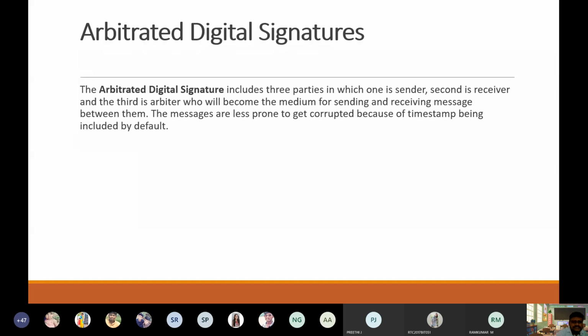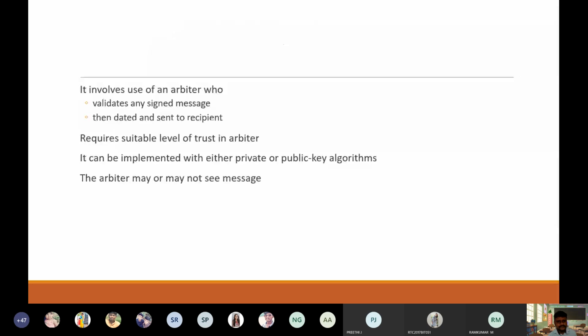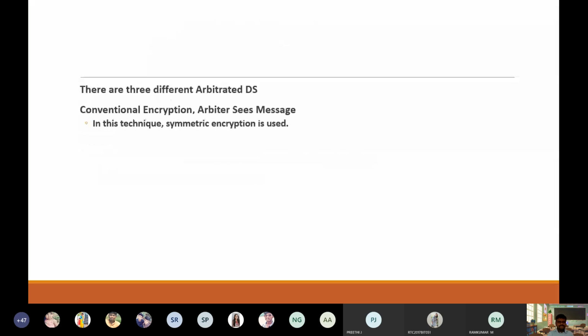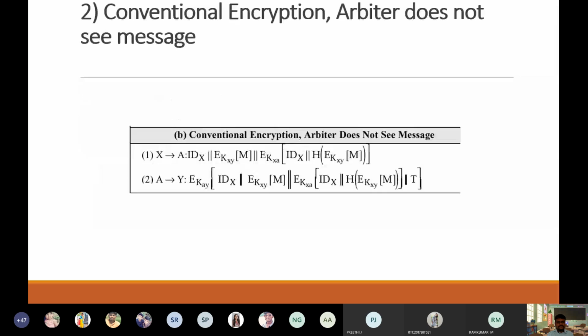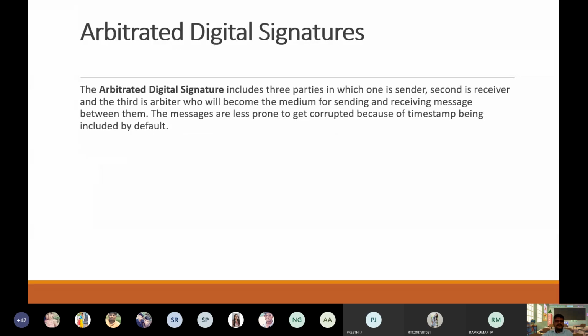And the next one is arbitrated digital signature. Arbitrated digital signature includes three parties. One is a sender, another is a receiver, and the third one is an arbiter. We can explain by using a diagram. Here, the three parties take part. In the direct digital signature, only sender and receiver are there, but in the arbitrated digital signature, the sender, receiver, and the arbiter all take part in the transaction of your messages.